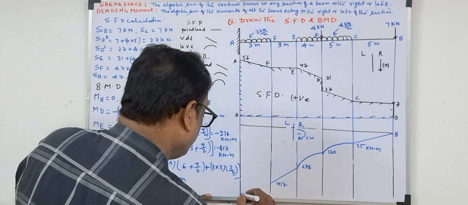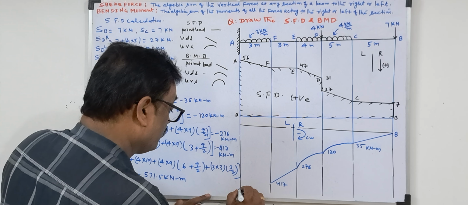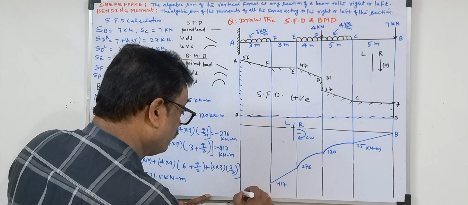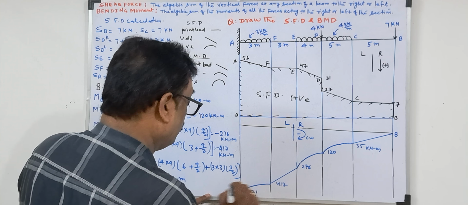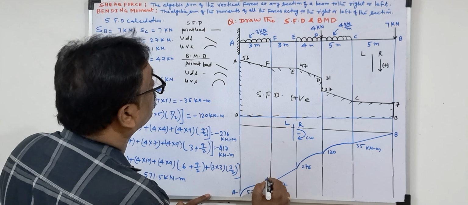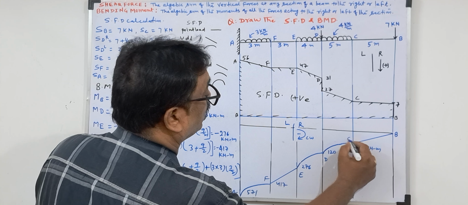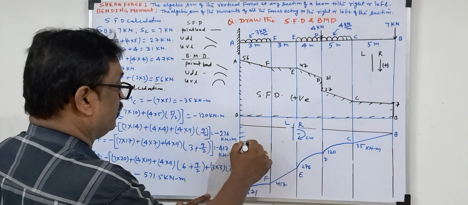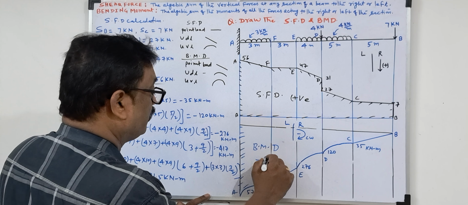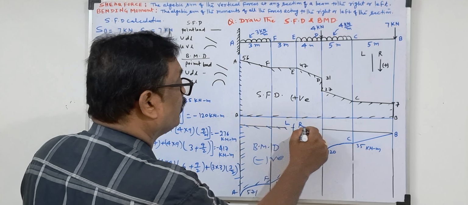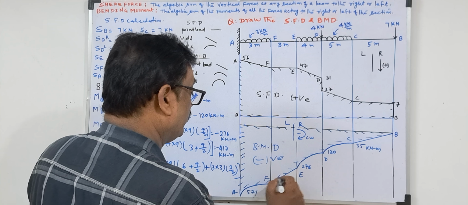You have to draw it, keep the protector. So the curve line should be there, a second degree parabola. So this line should be curved. 571 kilonewton. So this point is A, this point is F, this point is E, this point is D, this point is CB, and you hatch this line. This is the negative bending moment diagram. According to our sign convention, this is how the bending moment diagram comes.